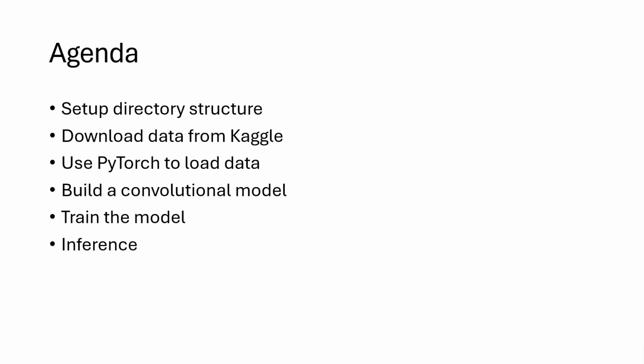This is how this video is structured. We'll set up the directory structure first. We'll then download a dataset, which is the cats and dogs dataset from Kaggle. We'll use PyTorch to load data, build a convolutional model, then train this model, and run inference on a test dataset.